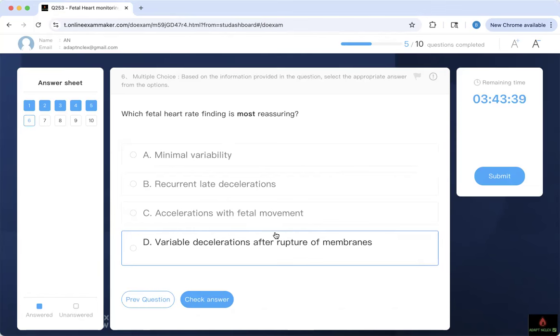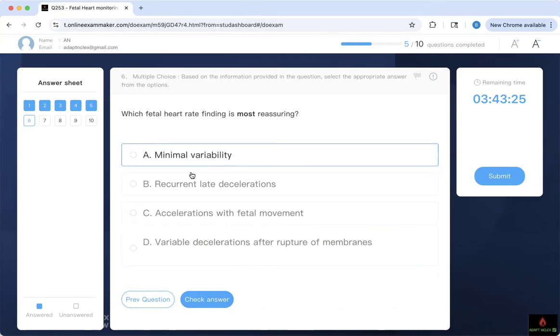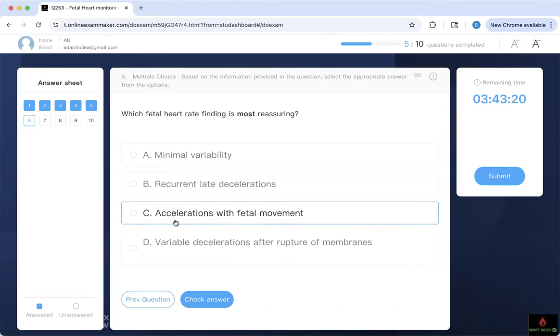So this is the next question. Which fetal heart rate finding is most assuring? There are fetal heart rates that are reassuring, and there are some that are not, the bad ones. Is it minimal variability, recurrent late deceleration, accelerations with fetal movement, or variable deceleration after rupture of the membranes? Which of these is a reassuring fetal heart rate? What do you think? Pick your answer and let me know.